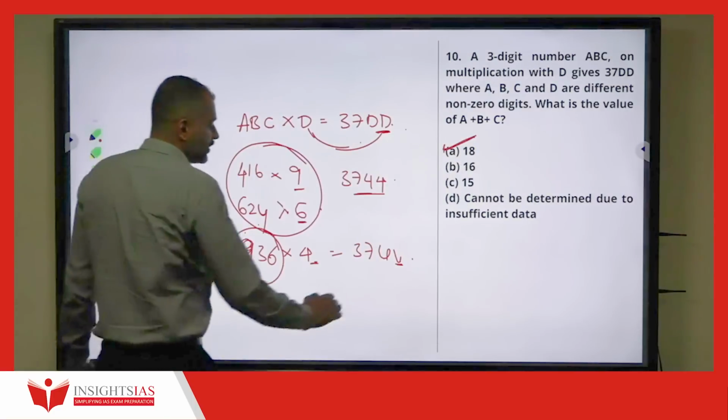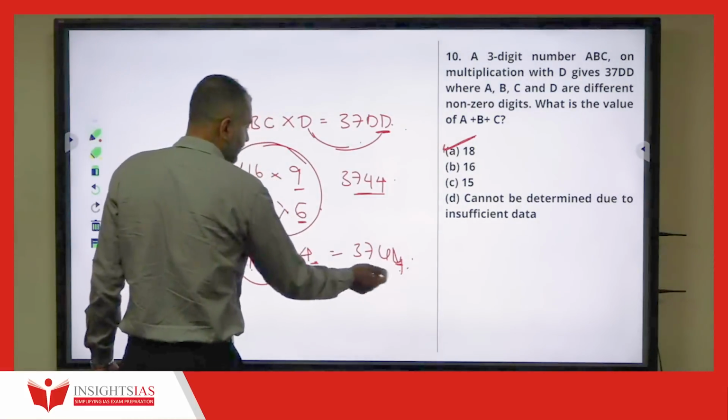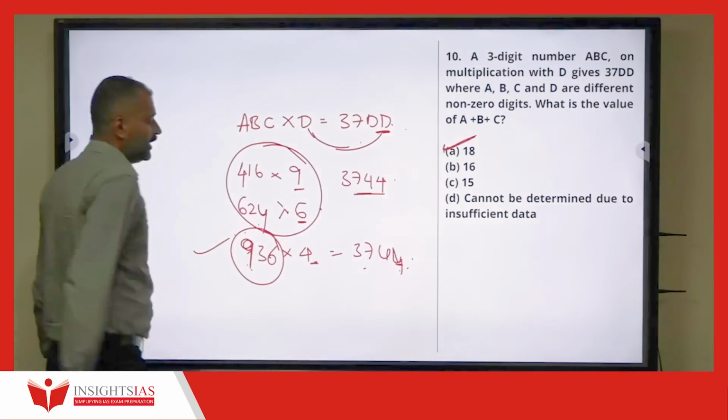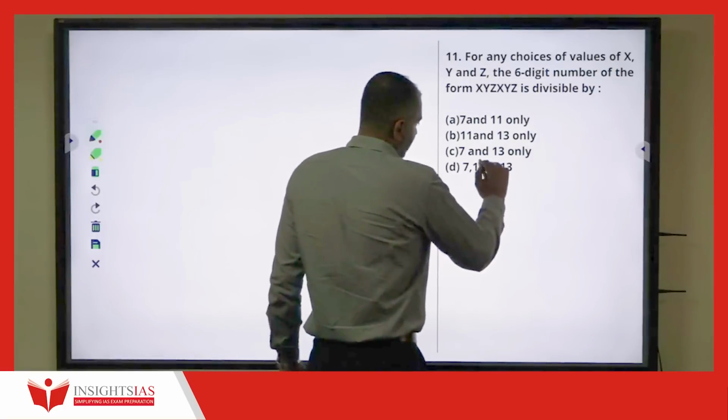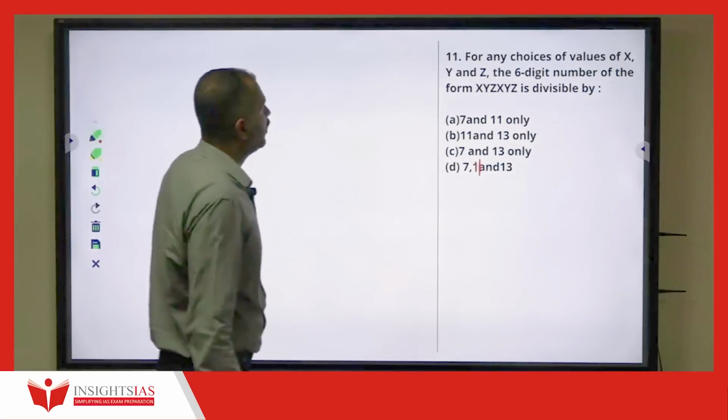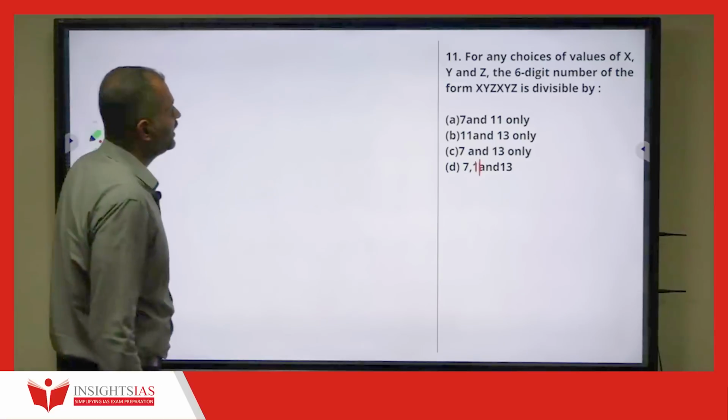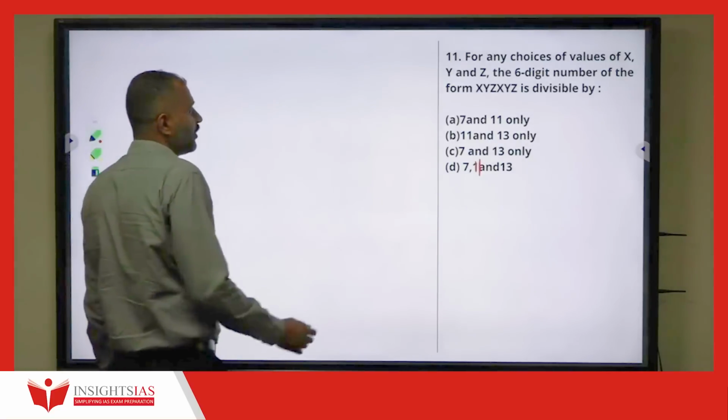I'll come with the concept here. I'm sensing some concept here. See, here also 18 we have 18. Let's see. I'll come with the concept for that one. Here we have 11 also. 7, 11 and 13. Yes, for any choice of values of x, y, z, the 6-digit number. See, this is the concept.